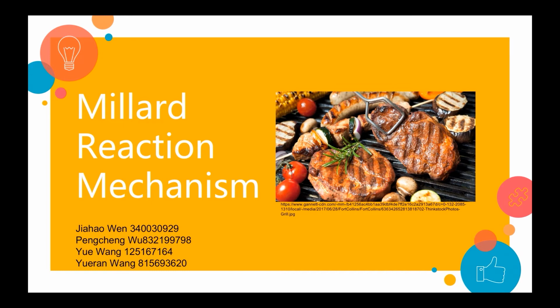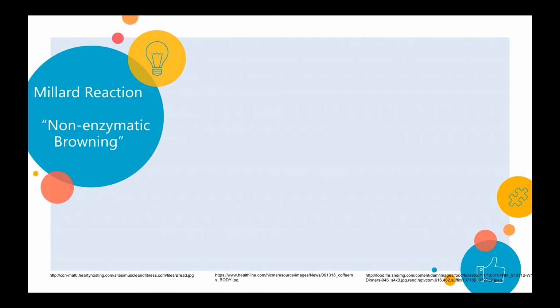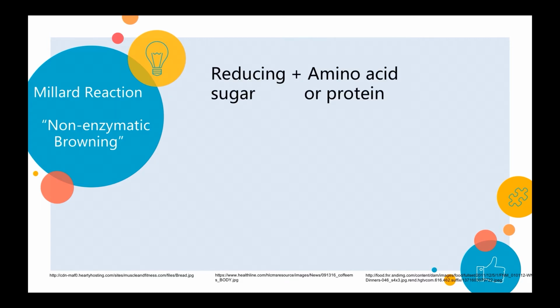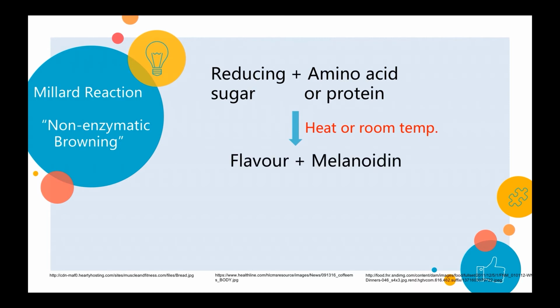In this video, we're going to talk about the mechanism of an important reaction that happens in food processing, the Maillard reaction. The Maillard reaction is non-enzymatic browning, which is widely used in food production. It usually refers to a series of complex reactions between reducing sugars and amino acids or proteins in food. Generally, the Maillard reaction takes place when they are heated or at room temperature, then generates some flavor compounds and a dark brown pigment called melanoidin.